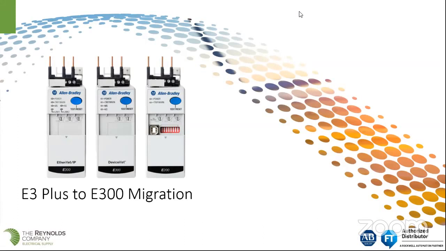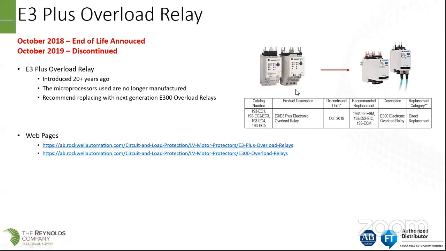I wanted to review the E3 Plus migration to the E300. The E300 has been out since 2015, so this is nothing new, just kind of a refresher. I want to go over a couple of things and show you one or two slides on this. E3 Plus has been around for 20 years. It was discontinued in October 2019, and the E300 is the direct replacement for this. You can see on the slide, discontinued date '19, end of life '18. So the information is there.